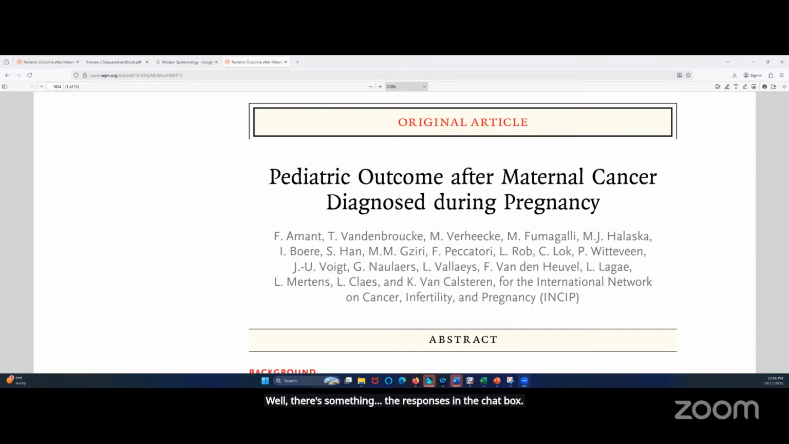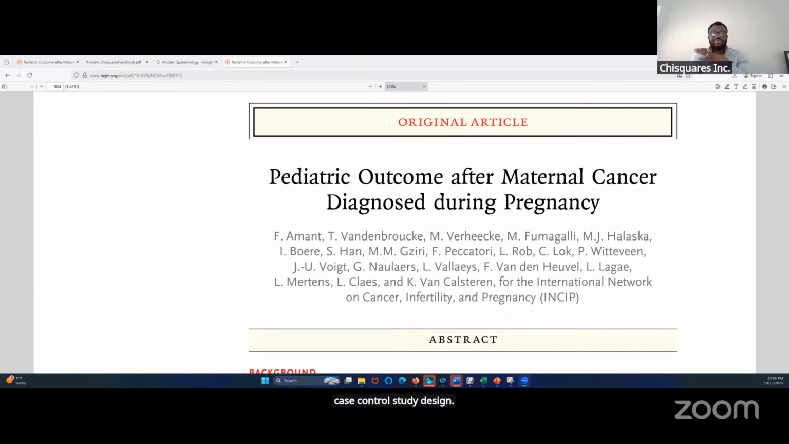Multi-center case control study, longitudinal retrospective cohort, case control study design. Well, we need somebody to raise their hand, explain and justify the answer, and receive some extra quizzing too.